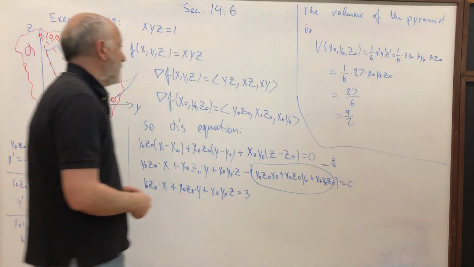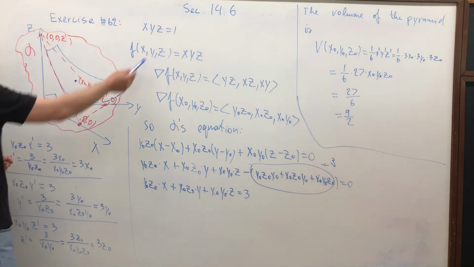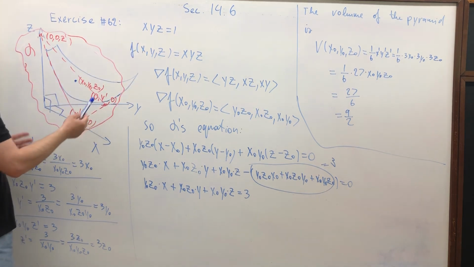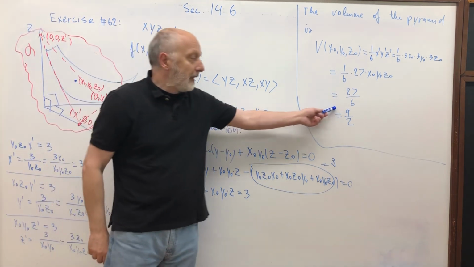So we showed that it doesn't matter which tangent plane we take to this surface in the first octant, it's going to cut off from the first octant a pyramid with volume 9 over 2.